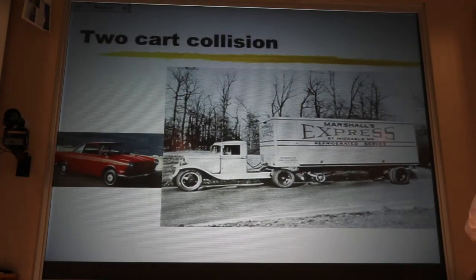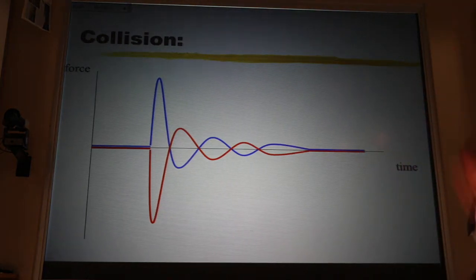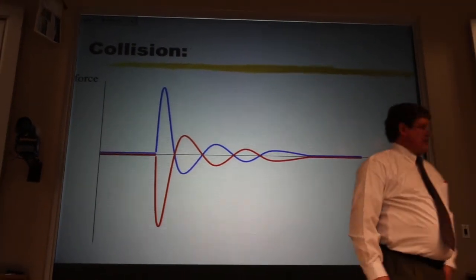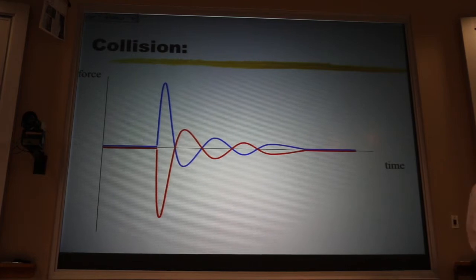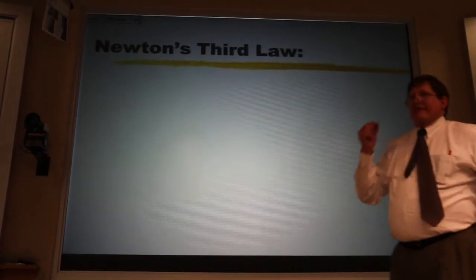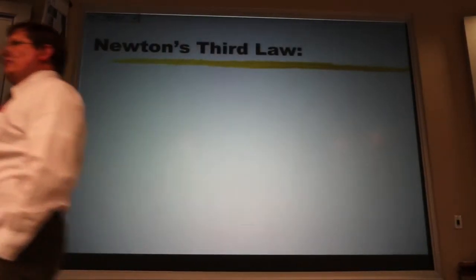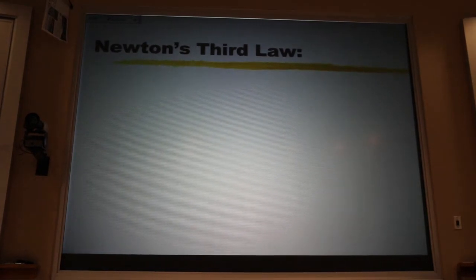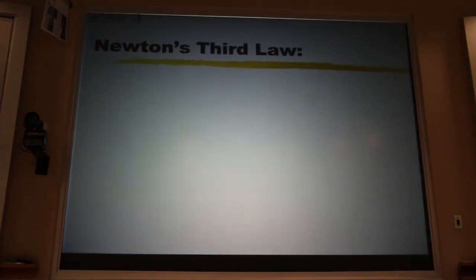Now, in case the technology didn't work, I was going to say, there you go. Nice. Now, let's state Newton's third law. For every, finish. For every action, there's an equal and opposite reaction.